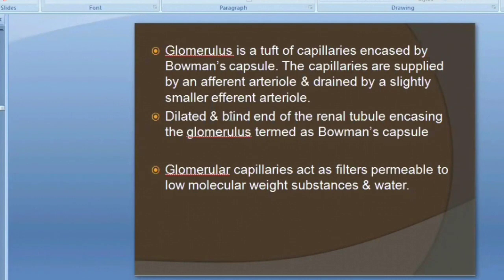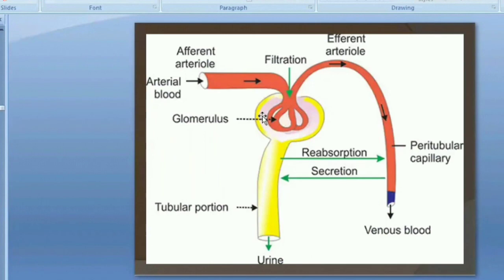Anyway, then the dilated and blind end of the renal tubule encasing the glomerulus is termed Bowman's capsule. This yellowish portion is the Bowman's capsule. The reddish part is the glomerulus. The Bowman's capsule encases the glomerulus. Okay.